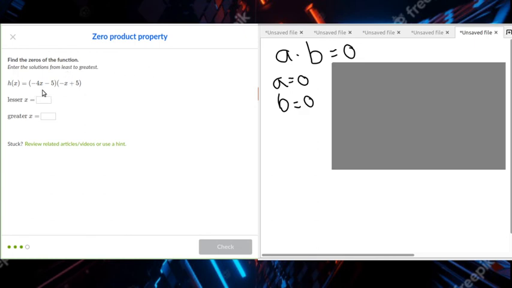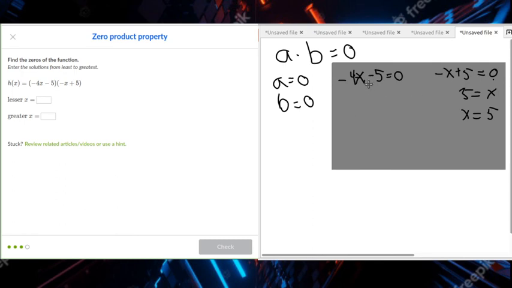Okay, so we'll go back again and we'll split these up. Negative 4x, almost forgot my x, minus 5 is equal to 0, or negative x plus 5 is equal to 0. So we're going to solve. I'm going to add x to both sides, and I'm going to get 5 is equal to x, and then I'm going to spin that around and have x equals 5. We could subtract 5 from both sides and then divide by negative 1. That works too.